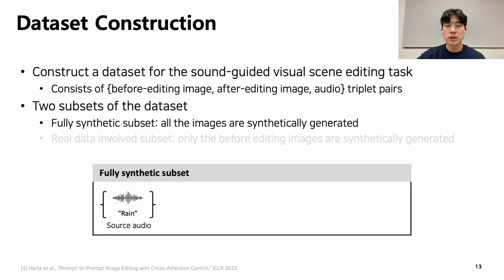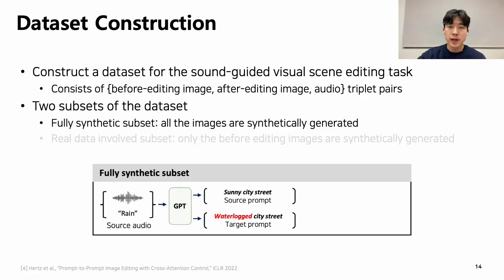Here's the pipeline for constructing the fully synthetic subset. Given a source audio, we extract the category name of the audio, for example, rain here. We then prompt GPT to take this audio category and generate diverse source and target prompts. The source prompt describes the visual scene, such as location, objects, or weather conditions, for example here a sunny city street, while the target prompt describes the same visual scene with the source audio reflected, here a waterlogged city street, which reflects the audio information.